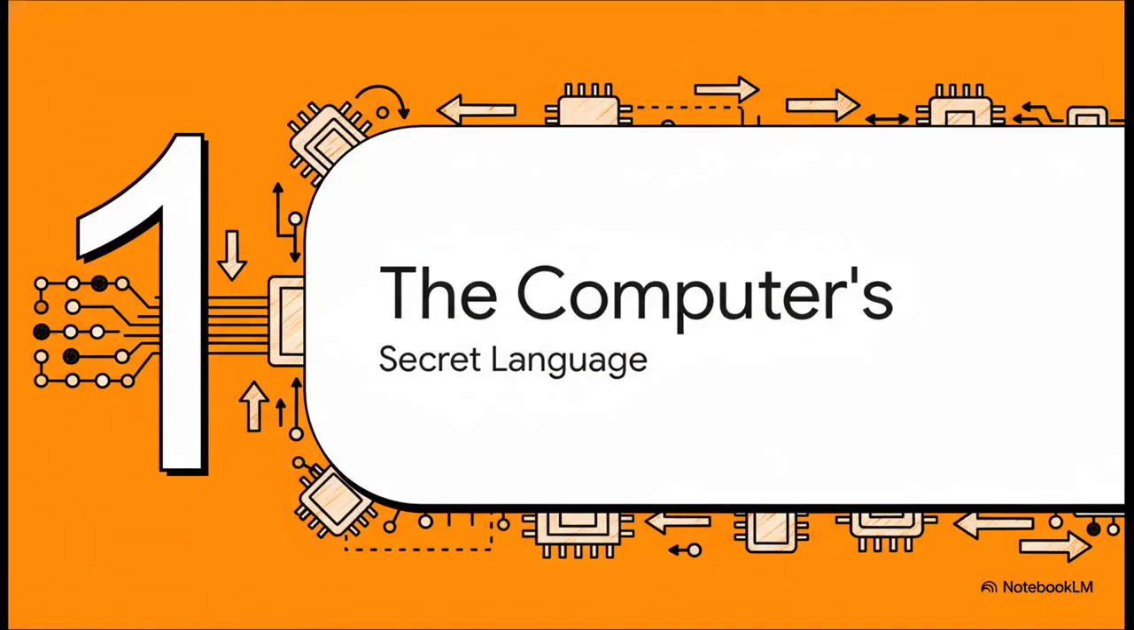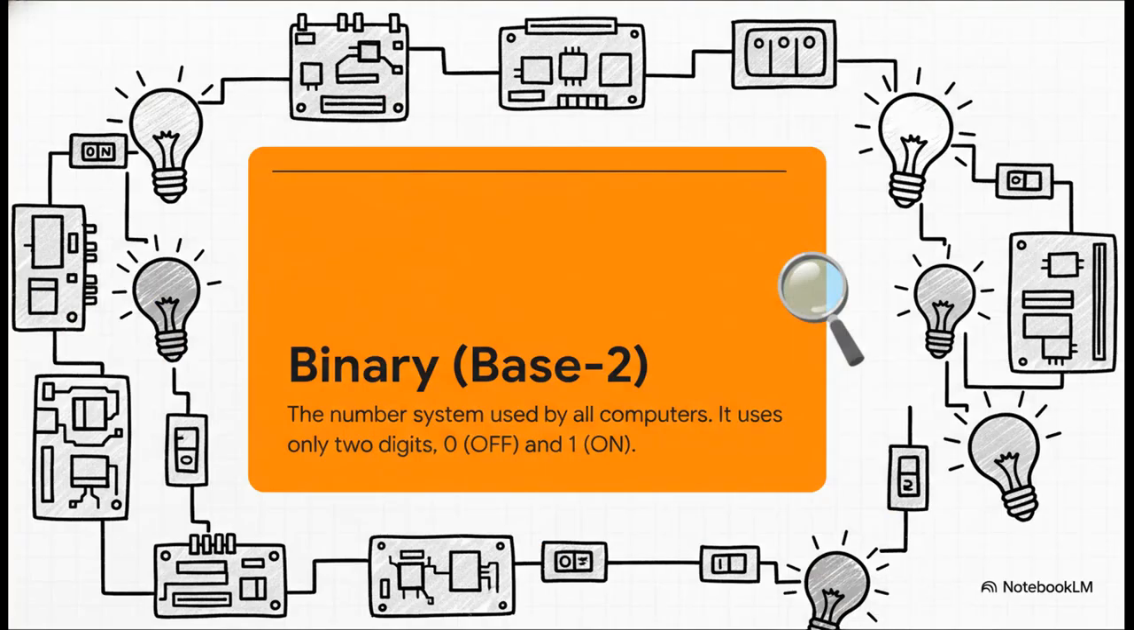Okay, so how on earth do you get from a simple on-off switch to everything else? Well, to figure that out, we've got to learn the computer's secret language. That language is called binary, or if you want to get technical, base 2. It is literally the foundation for everything a computer does. We're all used to counting with 10 digits, 0 through 9. But a computer only has 2 to work with: a 0, which means off, and a 1, which means on.